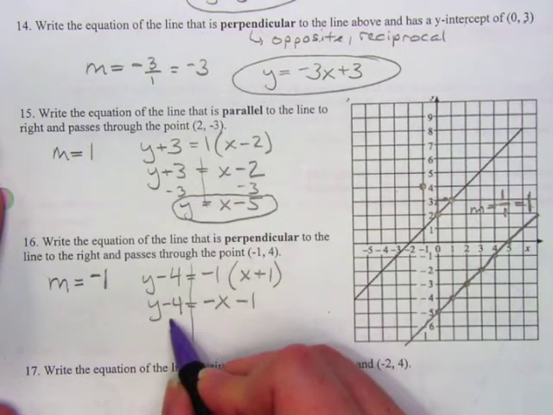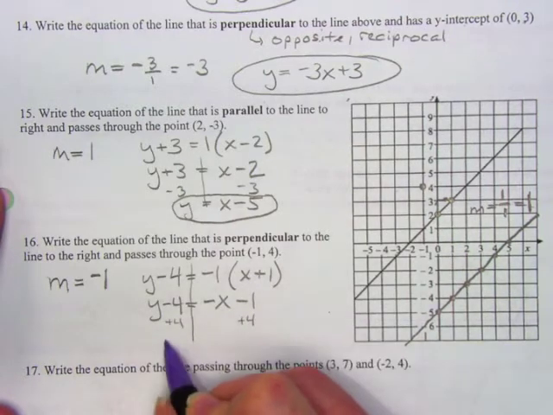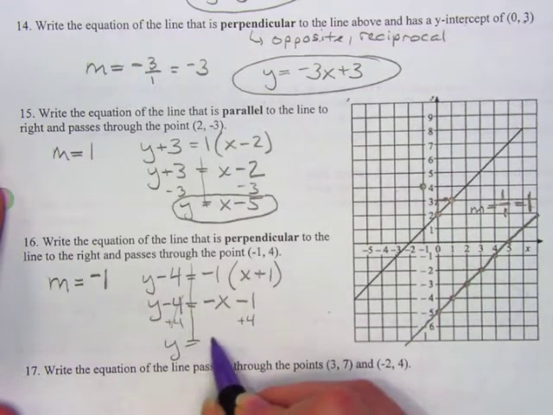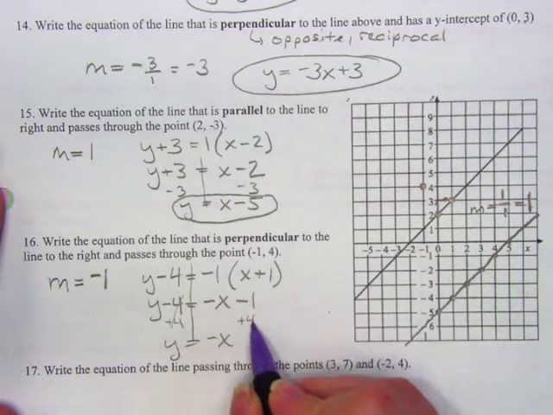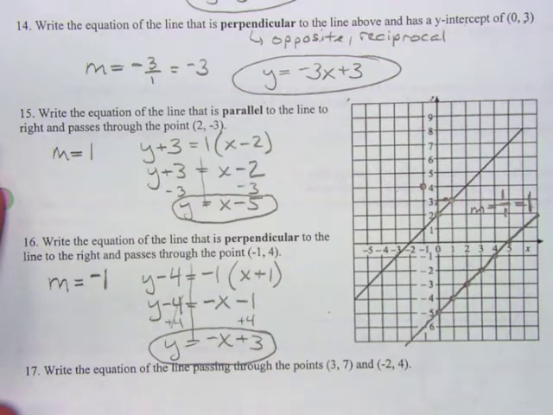And then here I undo my -4 by adding 4. And I get y equals negative x, negative 1 plus 4 is 3. Y equals negative x plus 3.